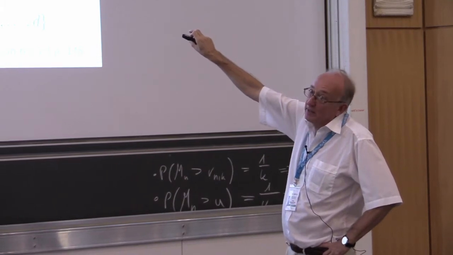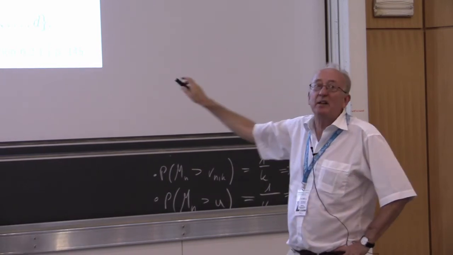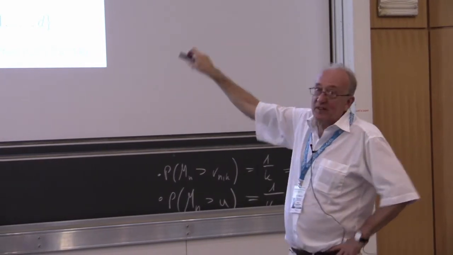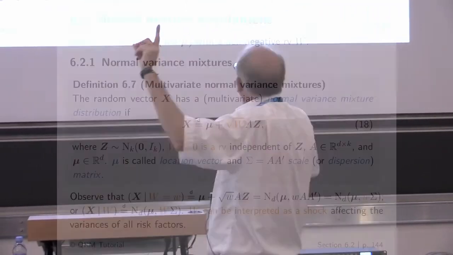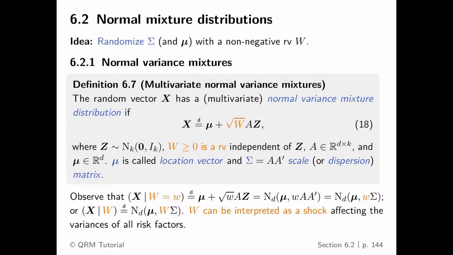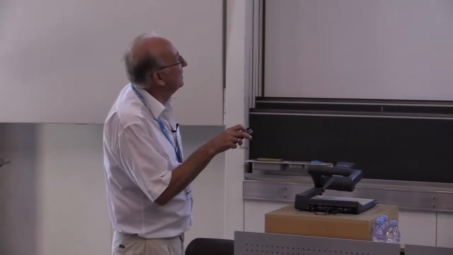You need a finite mean of the W, and you can do the calculation. Here comes one little detail. The covariance of your new model, X, is not the covariance of your old Sigma, your old Z. Remember, AA prime was the covariance of that component, your Sigma. Clearly, this W enters, or the mean of the W, or the variance. And so you see it here.